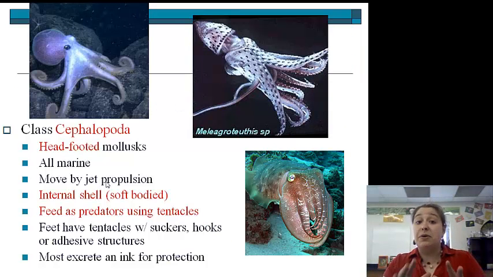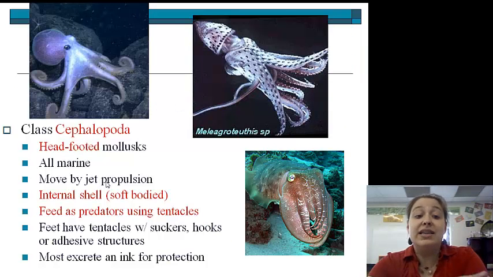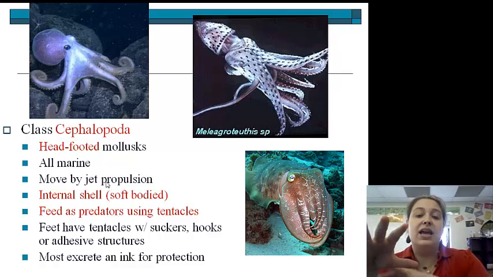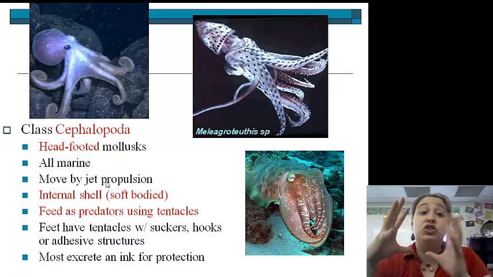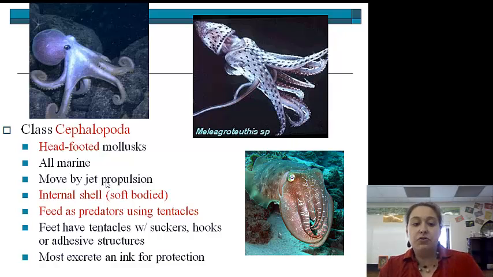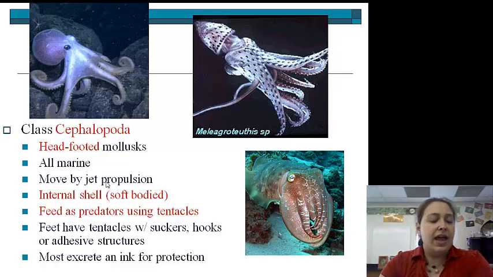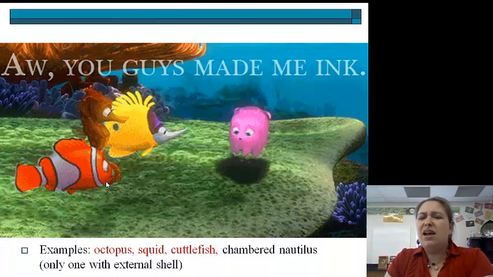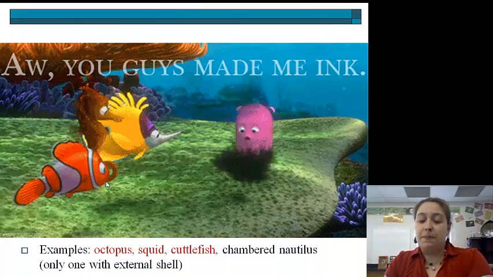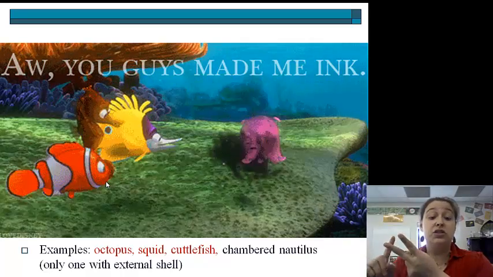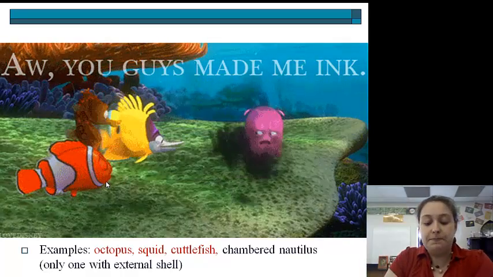And then we get to our cephalopodia. Again, these are the cool guys. These are our head-footed mollusks, all marine life. They use jet propulsion to move. They have an internal shell but an outside soft body. They feed as predators, using their tentacles to grasp and bring onto structures. And many of them secrete ink for protection. Oh, guys, you made me ink! Again, examples are octopus, squid, and cuttlefish.